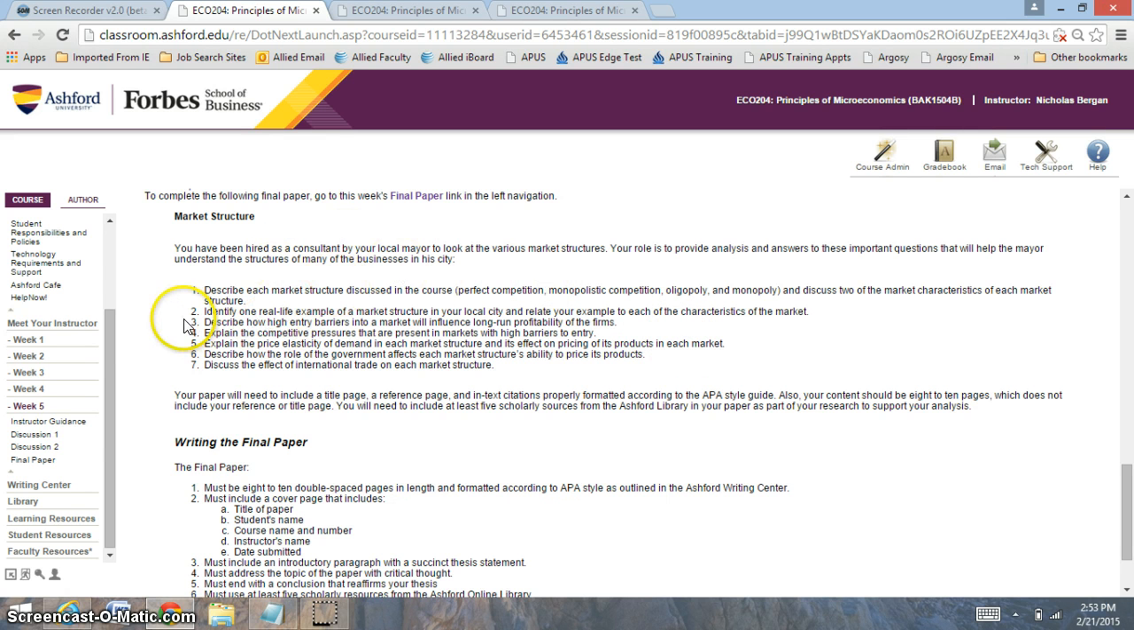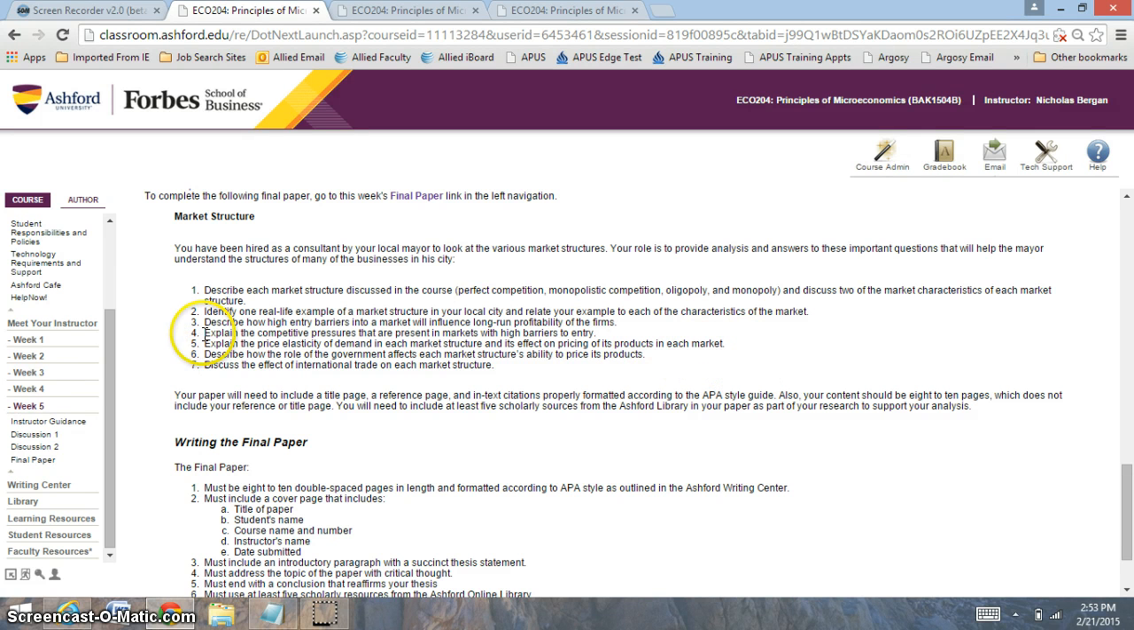Look at the barriers to entry and how the barriers to entry influence the long-run profitability. For example, if there's extremely high barriers to entry, you'll notice that firms will struggle to enter the market, which will create higher profits in the market.